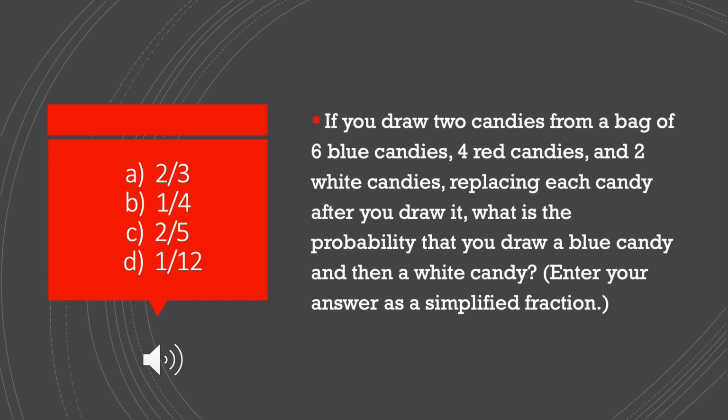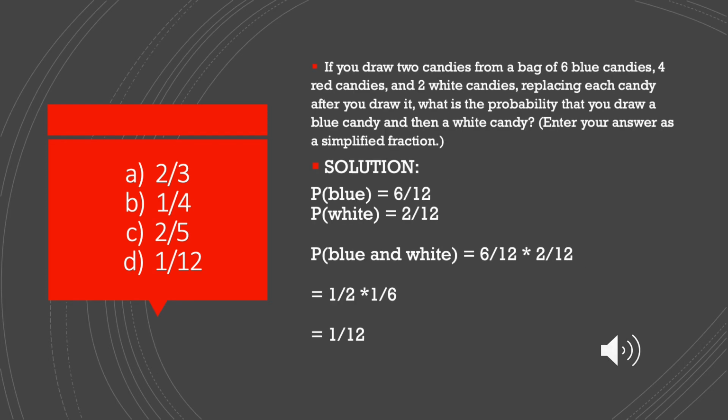If you draw 2 candies from a bag of 6 blue candies, 4 red candies, and 2 white candies, replacing each candy after you draw it, what is the probability that you draw a blue candy and then a white candy? Enter your answer as a simplified fraction. The correct answer choice is D.